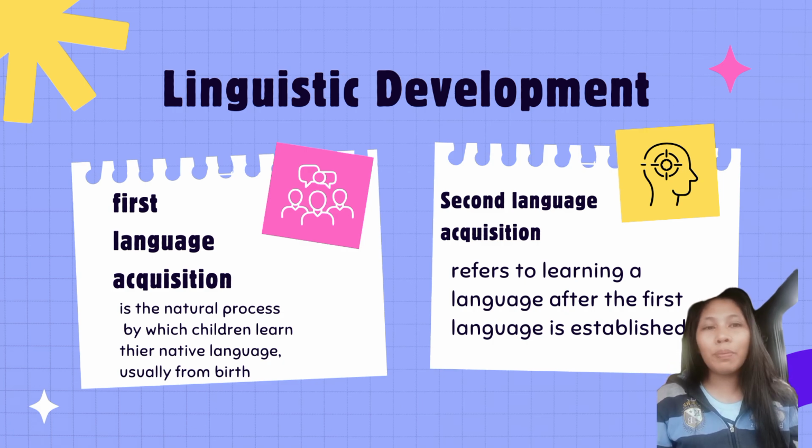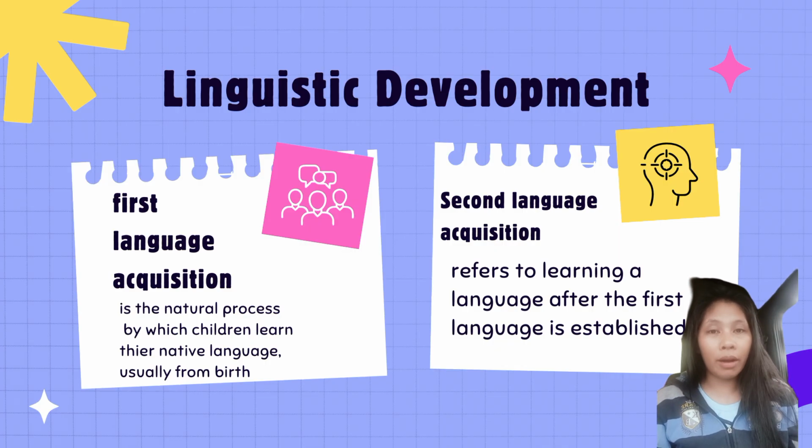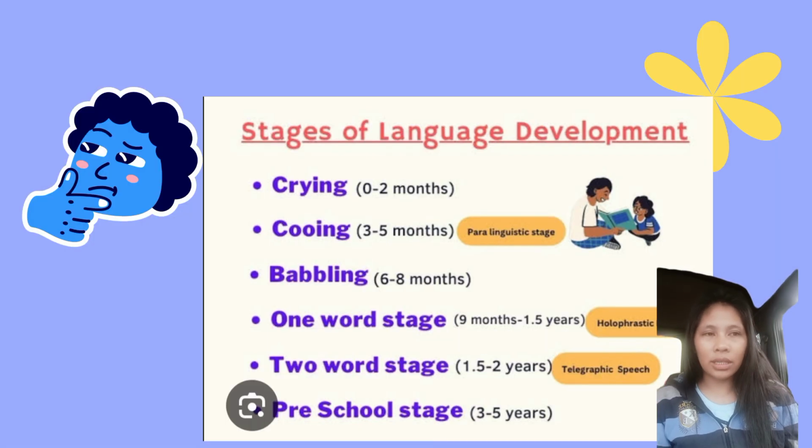It is the natural process by which children learn their native language, usually from birth. So it's an innate ability shaped by exposure to language. The influencer here is maybe the parents or the environment of that infant during infancy. Okay, so we have some stages. The pre-production stage, or 0 to 6 months, also known as the silent period.